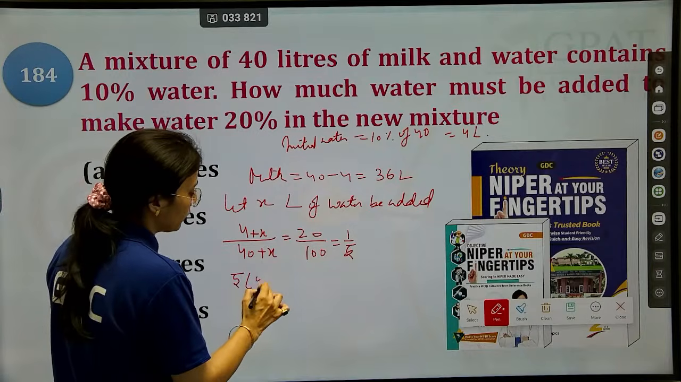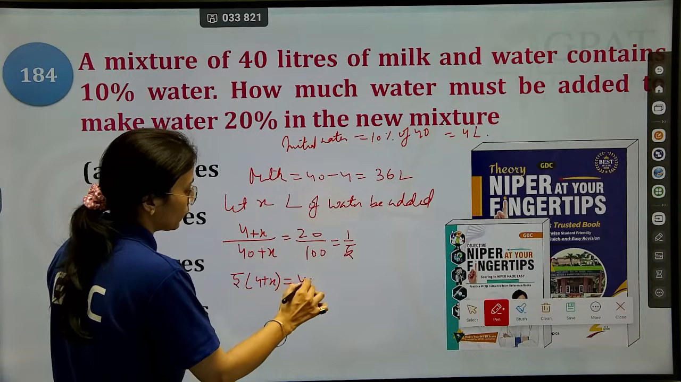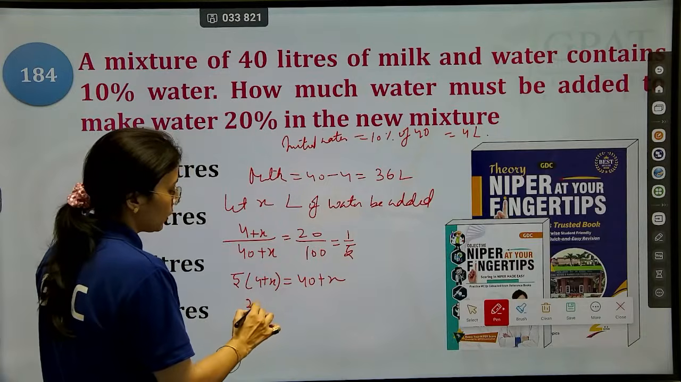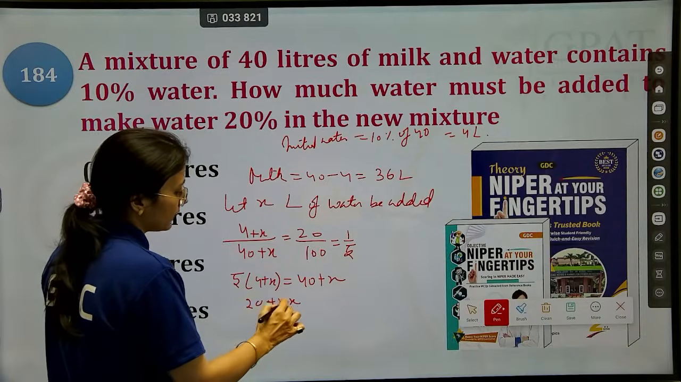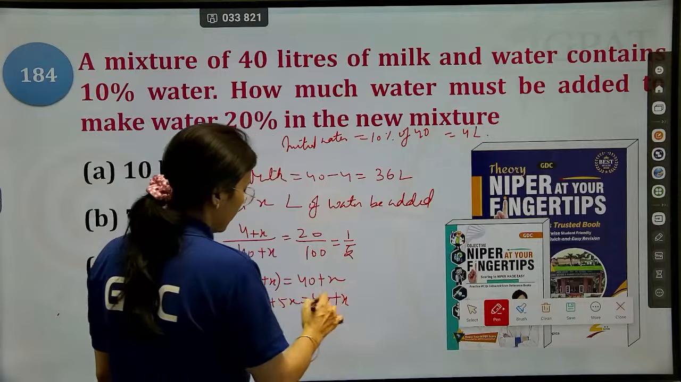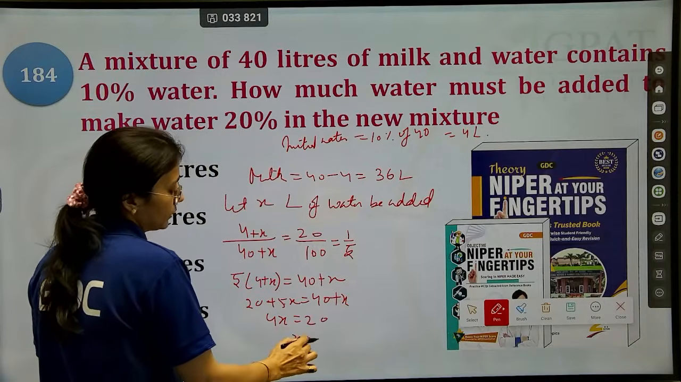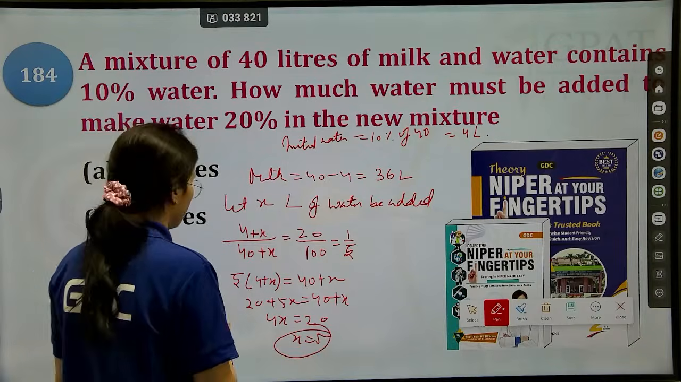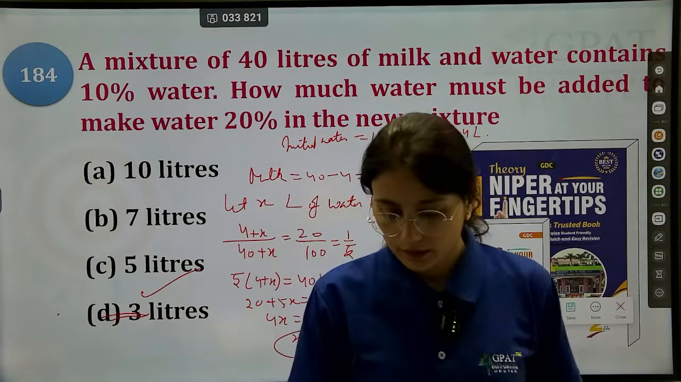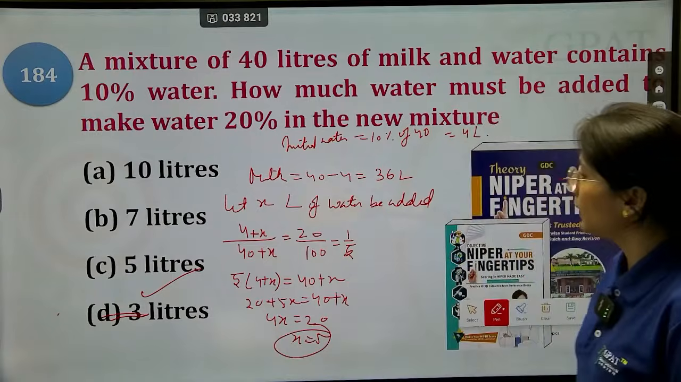So 20 plus 5x is equal to 40 plus x. So 4x is equal to 20, then x is equal to 5. That is 5 liters. That is option number C, which is correct.